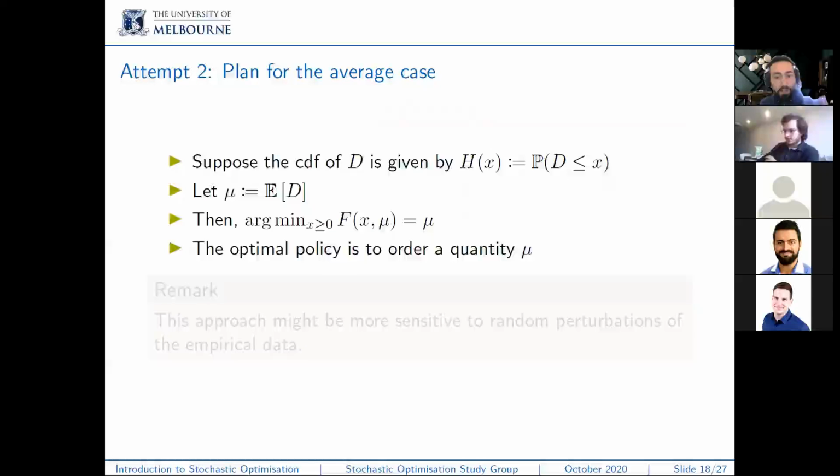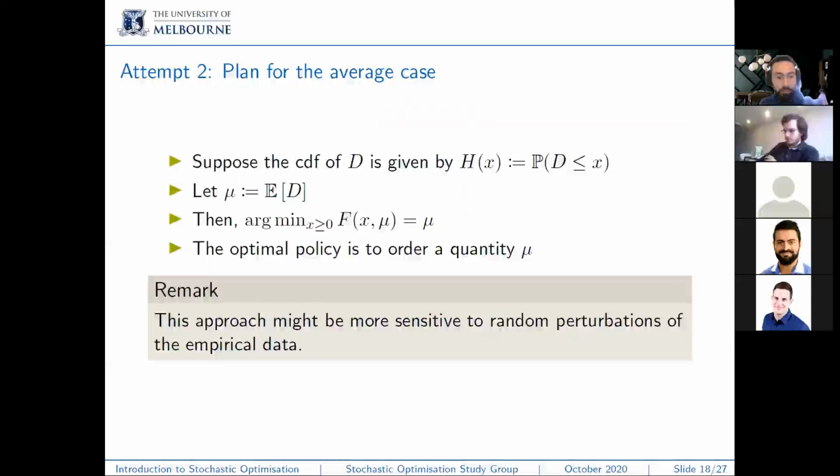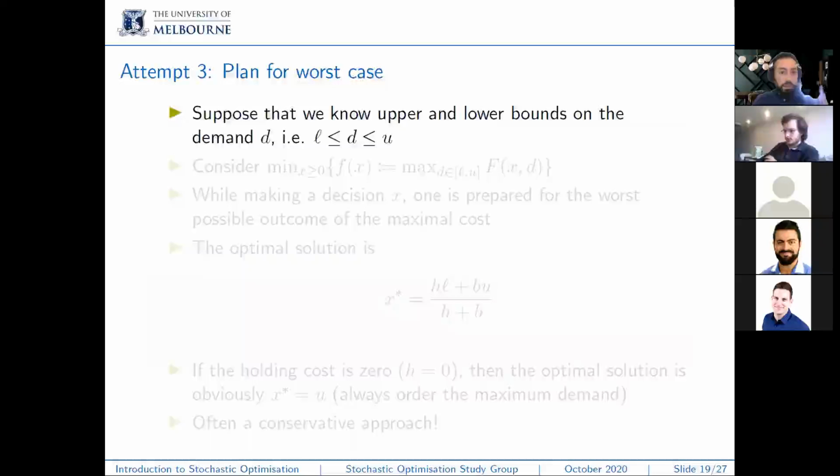But then the problem with this attempt is that if your demand is actually fluctuating a lot, then this could incur a lot of costs in the long run. And we'll illustrate this by an example later on. So another attempt is something that Emilien already touched on, which is to plan for the worst case. I'm just going to try to apply it to this problem.